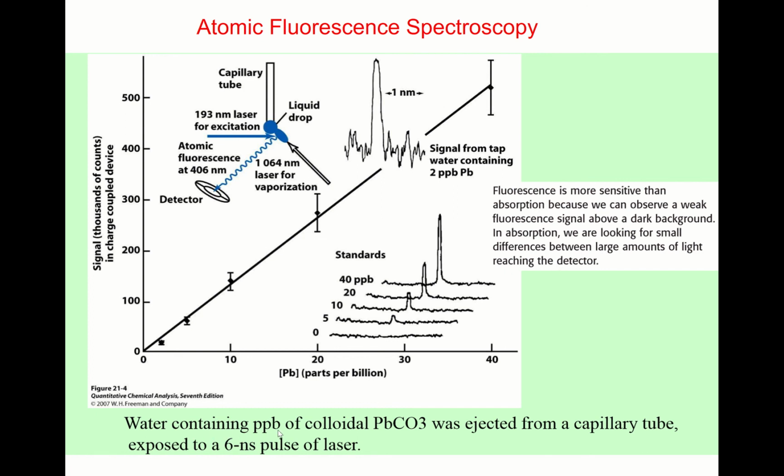Water containing ppb level of colloidal lead carbonate was ejected from a capillary tube exposed to a 6 nanosecond pulse of laser. Here the laser pulse, you don't need much time, only a 6 nanosecond pulse, and then it is atomized, and then it generates fluorescence, and then it is detected by this detector. All right.